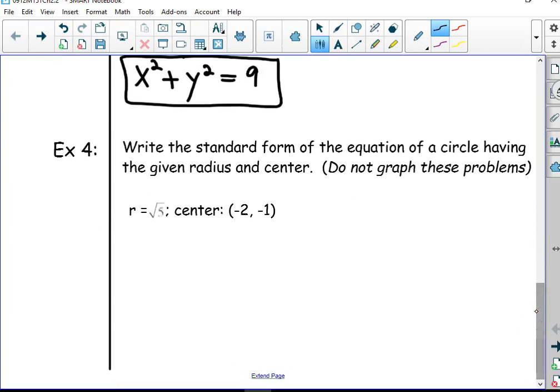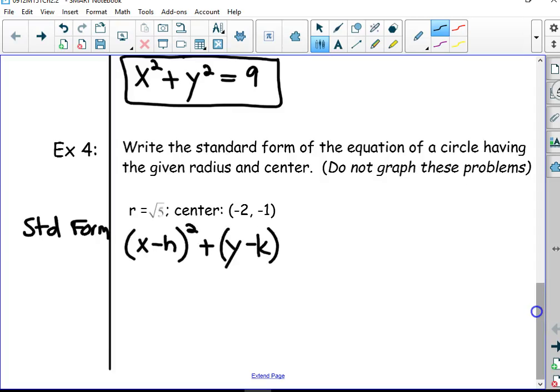Now we've got to do the same thing, only our center is not at the origin. And this standard form really will work for above. It's just that when it's at 0, 0, I don't like doing all of this. But it looks like this. It's (x minus h) squared plus (y minus k) squared equals r squared.